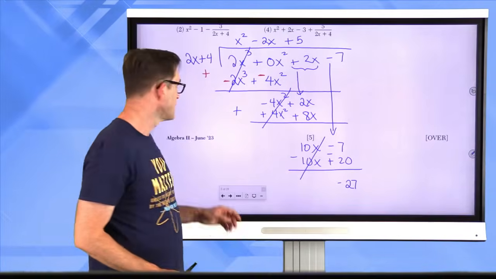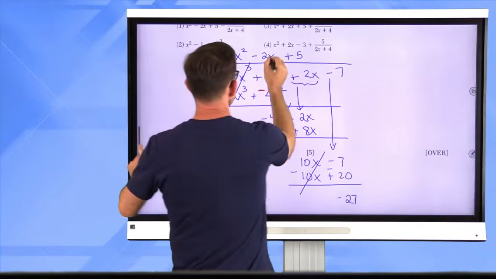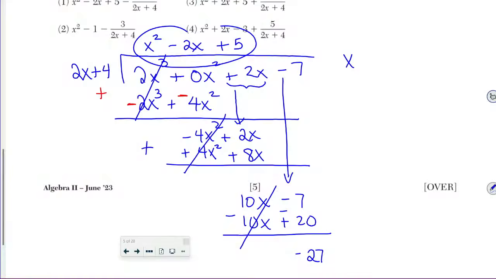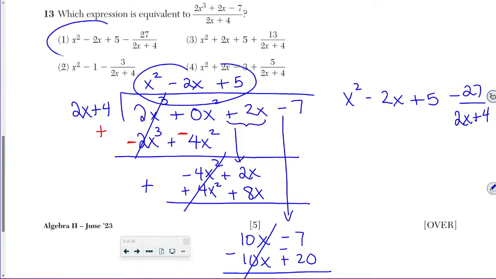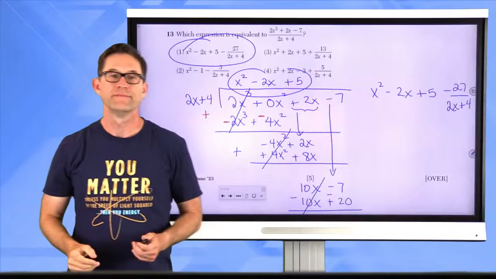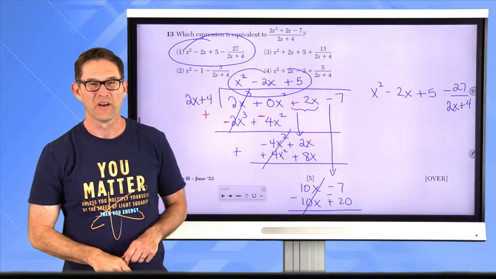So what's my final answer? My final answer is this polynomial, x squared minus 2x plus 5 minus 27, all divided by 2x plus 4. And that is choice 1. All right, a little polynomial long division.